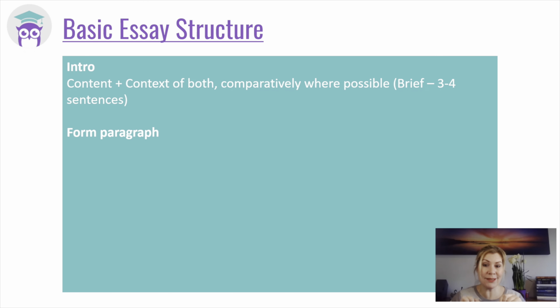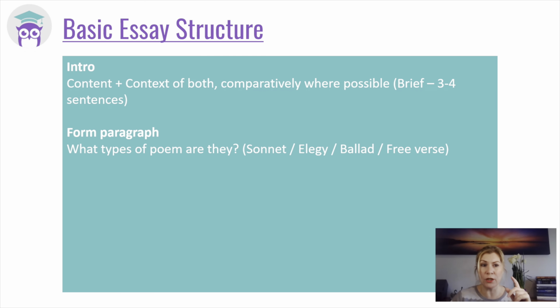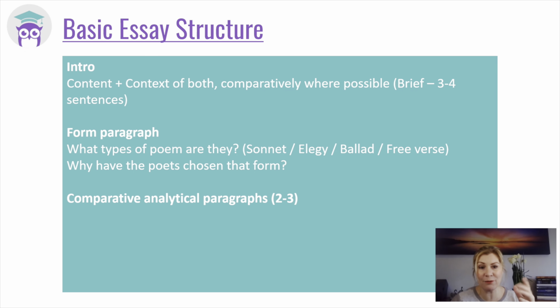I would then really recommend doing a specific paragraph on form, again, comparatively. So you're going to explain what forms the poems are. So perhaps it's a sonnet or an elegy, a ballad, or maybe it's written in free verse, and why they've chosen that form. You don't have to quote in that. It can actually be quite quick, but form is one of the sort of higher level analytical skills. And so if you can do that comparatively, again, you're going to be signposting to your examiner that you know what you're doing. And then, of course, we're going to get cracking with some comparative analytical paragraphs.